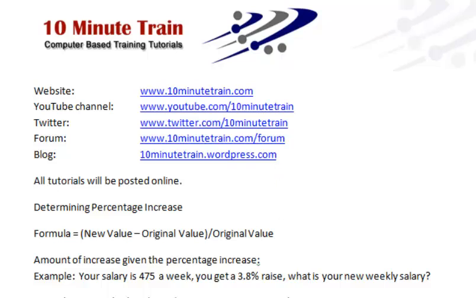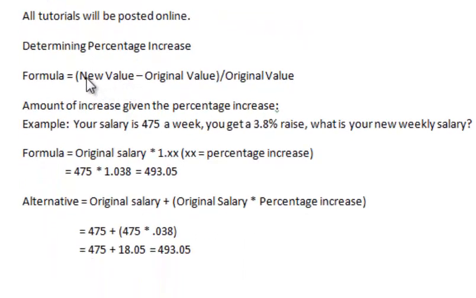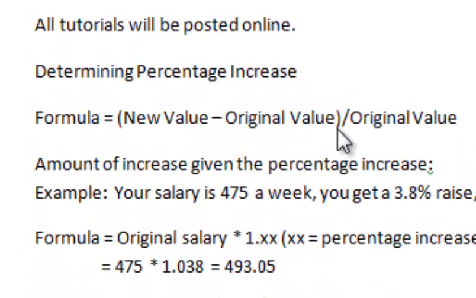So with that said, I'm going to jump right in here and show you the formula for determining the percentage increase. So what you do is you take the new value and you subtract the original value from that, and then you divide the original value into that number, and that will give you the percentage increase.